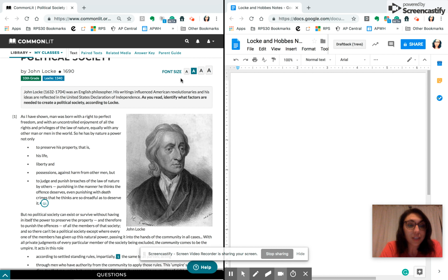So, John Locke was an English philosopher. His writings influenced American revolutionaries, and his ideas are reflected in the United States Declaration of Independence. As you read, identify what factors are needed to create a political society according to Locke. As I read the text, that's the information that I'm going to be looking for.